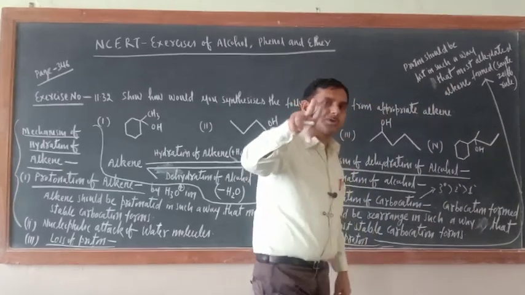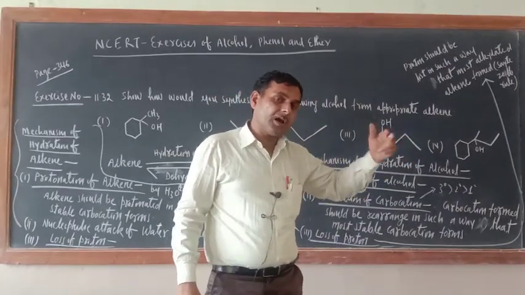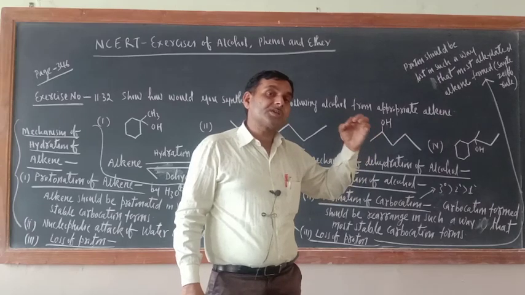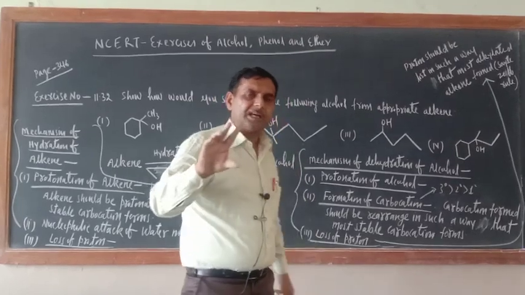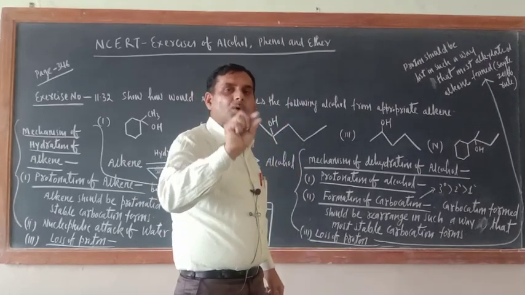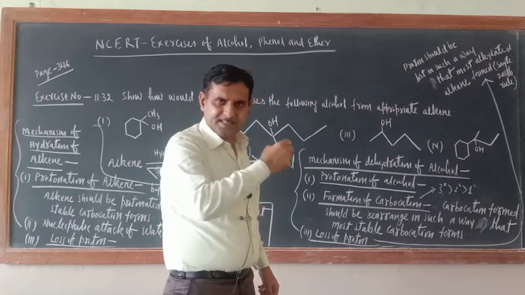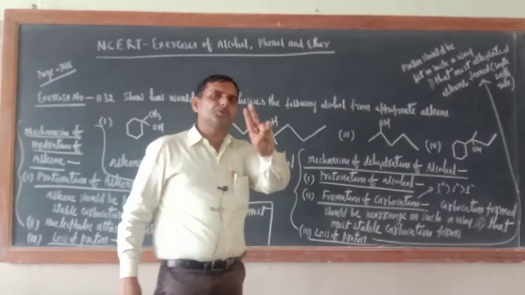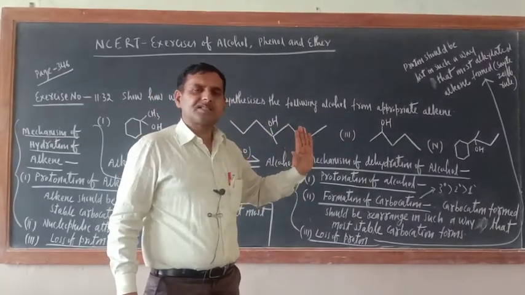Since two sides are there, from where you are losing the proton, you should take care so that the most alkylated alkene forms. What is the meaning of most alkylated? It means that with the double bond, more alkyl groups should be bonded. Okay, Saytzeff rule you should take care. So in dehydration of alcohol, you should take care of two things basically. Rest all mechanism is the same.